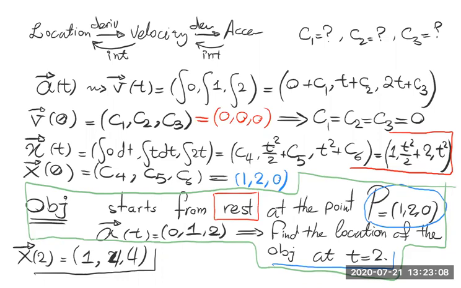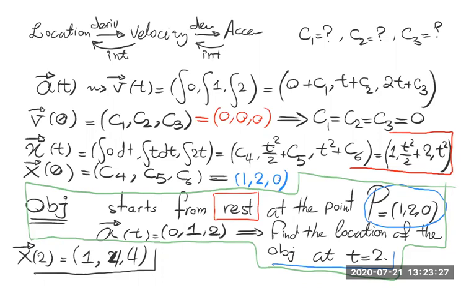Whenever I want to find the constants, I should look at the time t equals 0. If v at the time t equal to 0 is equal to 0 plus c1, 0 plus c2, 0 plus c3, which is just c1, c2, and c3. So the initial velocity is c1, c2, and c3.